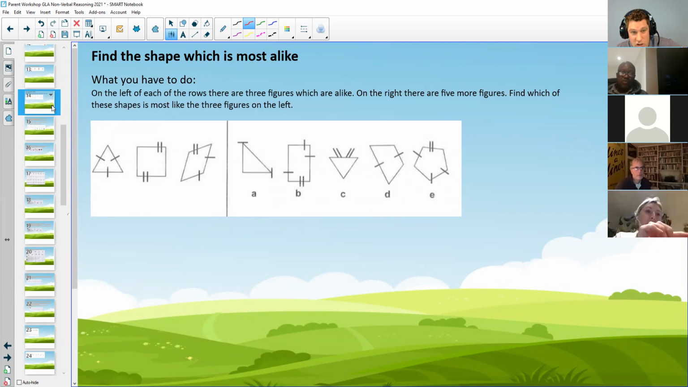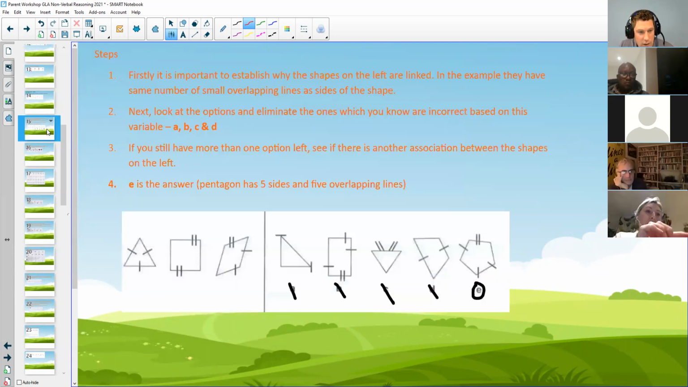This is called Find the Shape Which is Most Alike. There are questions that could have two shapes on the left, or they may only have three figures on the left-hand side. They can use both. It just depends on which one they select in that particular year. But the way that we want children to solve these questions is by having a look at the three shapes on the left and identifying why they're similar.